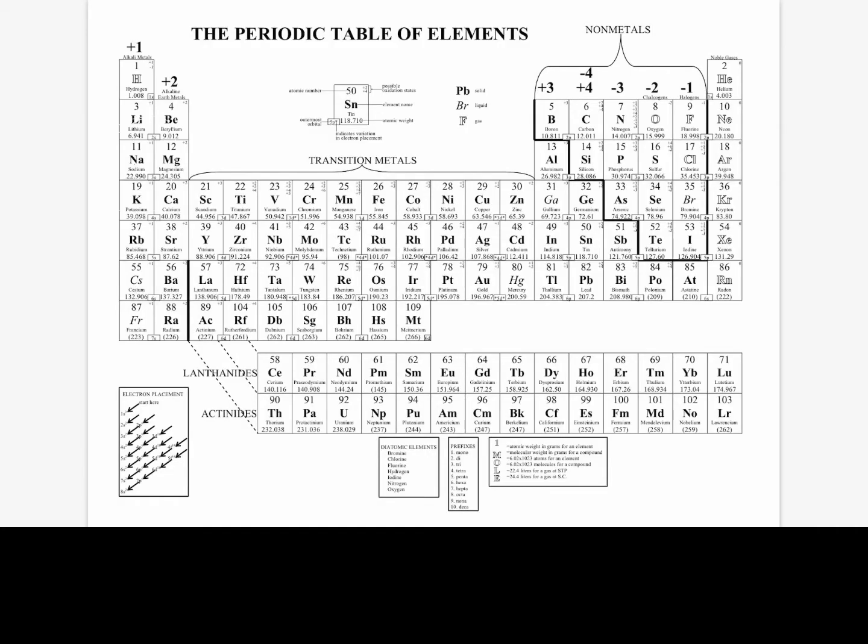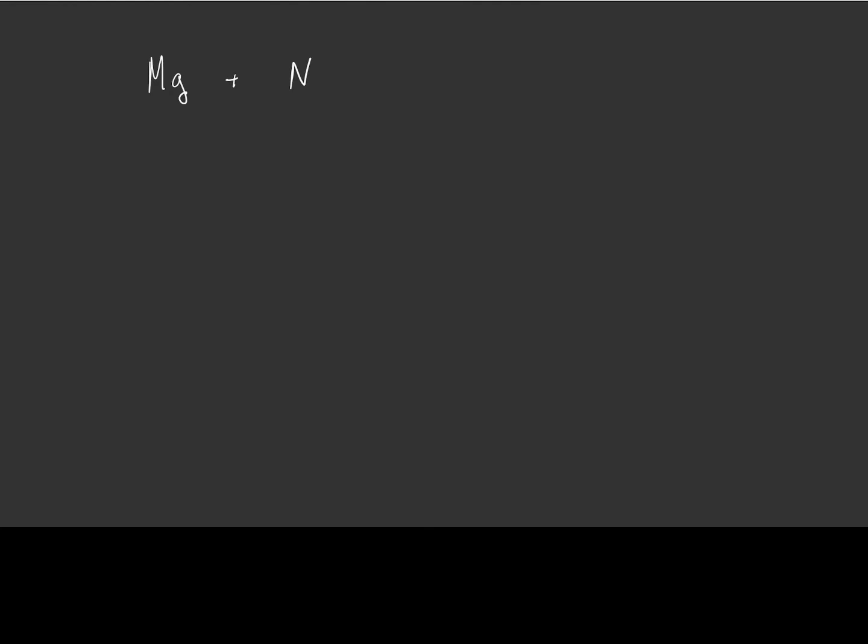Come back to our periodic table. We can see magnesium is in group 2, so it has a positive 2 oxidation state. And then nitrogen, all the way over there on the right, if we go to the top, we see that it carries a negative 3 oxidation state. So we go back, we know that we have a positive 2 and a negative 3. Remember, the number goes first, it's the convention, and then the charge.